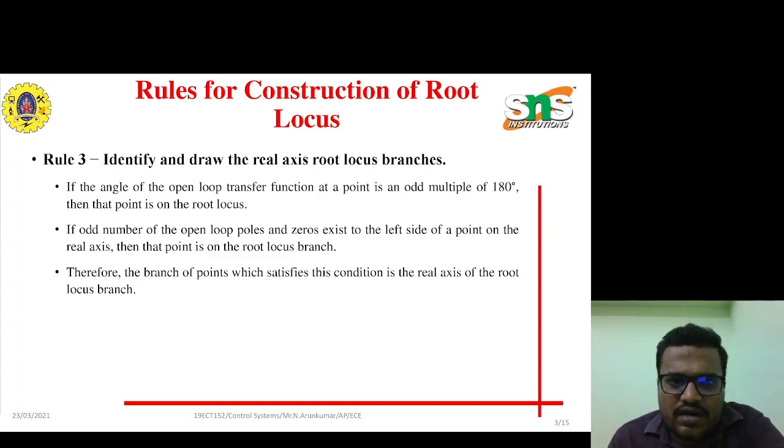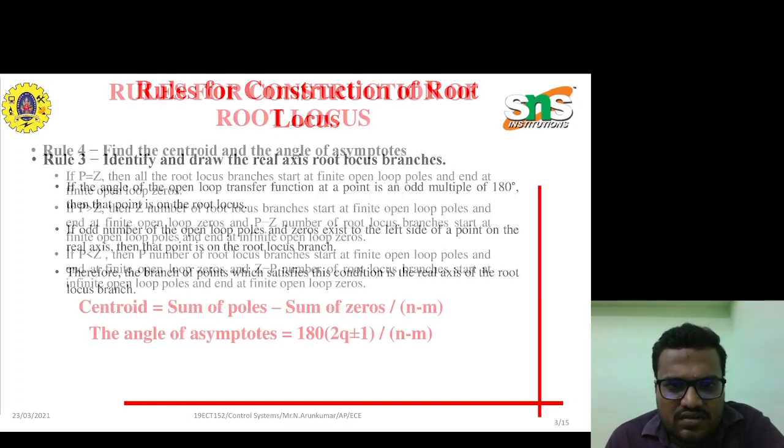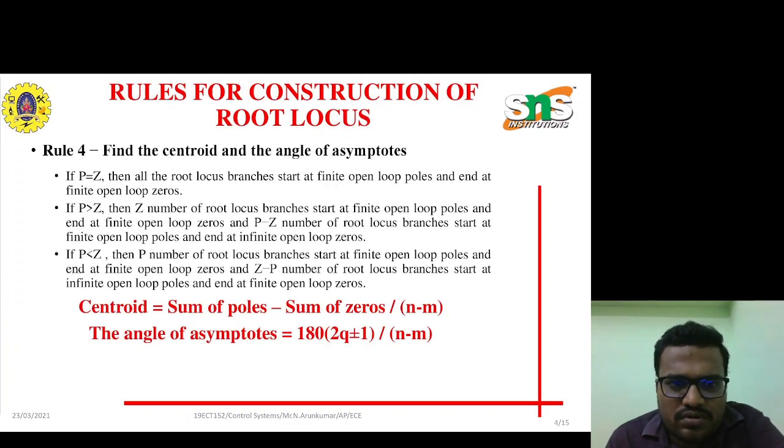The next one is rule 3: identify and draw the real axis of the root locus branches. We have already found the values of poles and zeros. From these poles and zeros, we have to draw the concerned real axis of the root locus.